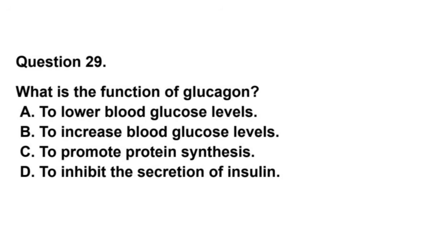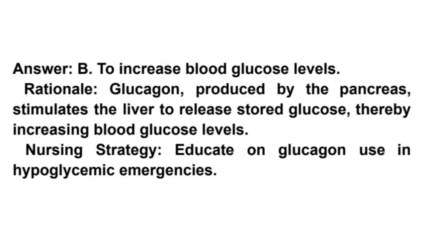Question 29. What is the function of glucagon? A. To lower blood glucose levels. B. To increase blood glucose levels. C. To promote protein synthesis. D. To inhibit the secretion of insulin. Answer: B. To increase blood glucose levels. Rationale: glucagon produced by the pancreas stimulates the liver to release stored glucose, thereby increasing blood glucose levels. Nursing strategy: educate on glucagon use in hypoglycemic emergencies.